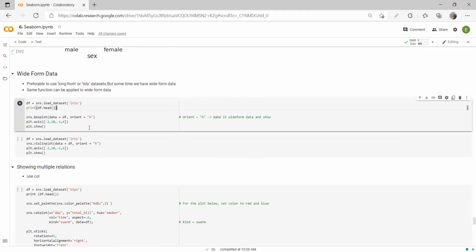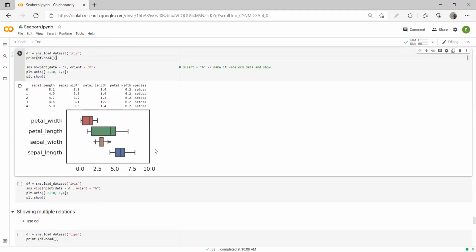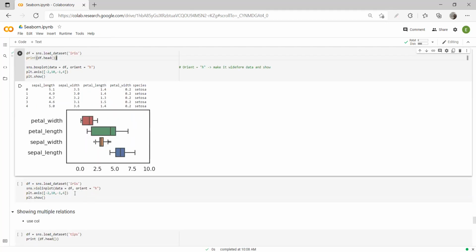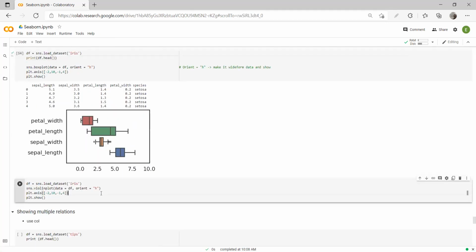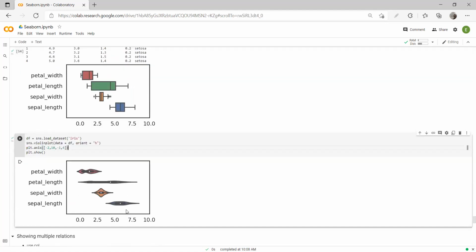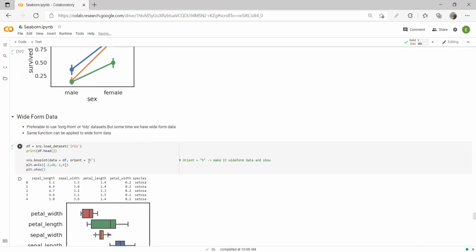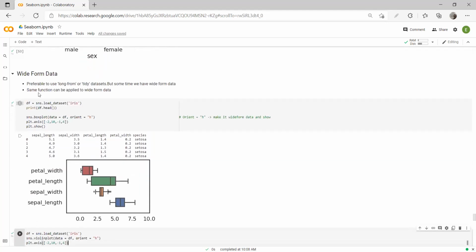With wide form data, you can plot a box plot. Let's look into it. We have covered the box plot before as well. If there is a lot of distribution in the data, you plot a box plot or a violin plot. We discussed both the box plot as well as the violin plot above. So what is a box plot? It is like this, what we discussed yesterday.